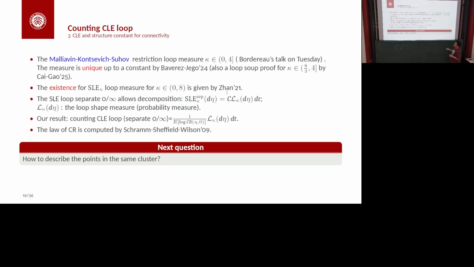Then our result: we found that when counting CLE kappa loops, there are infinitely many loops on the sphere, and counting a CLE kappa loop is actually an SLE kappa loop measure. What's more, we can exactly fix this constant with respect to this base measure. This base measure is L kappa, a probability measure called the shape measure, and also the Bessel measure. We can exactly fix this constant.